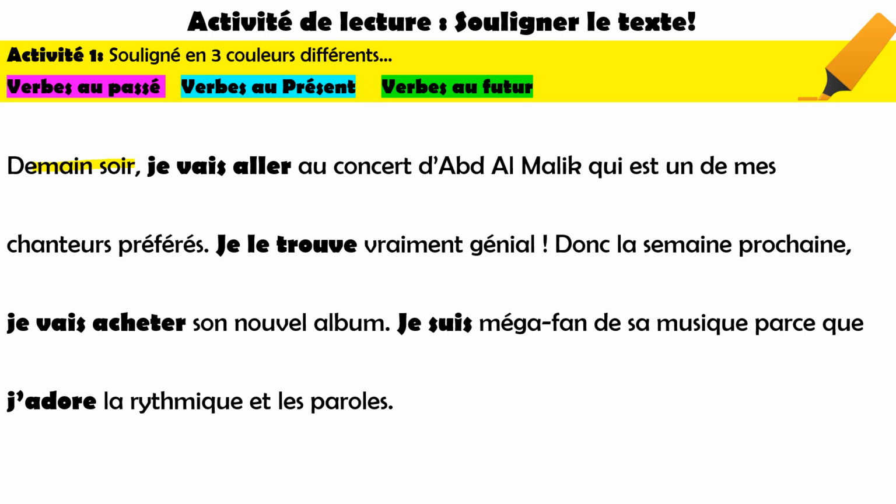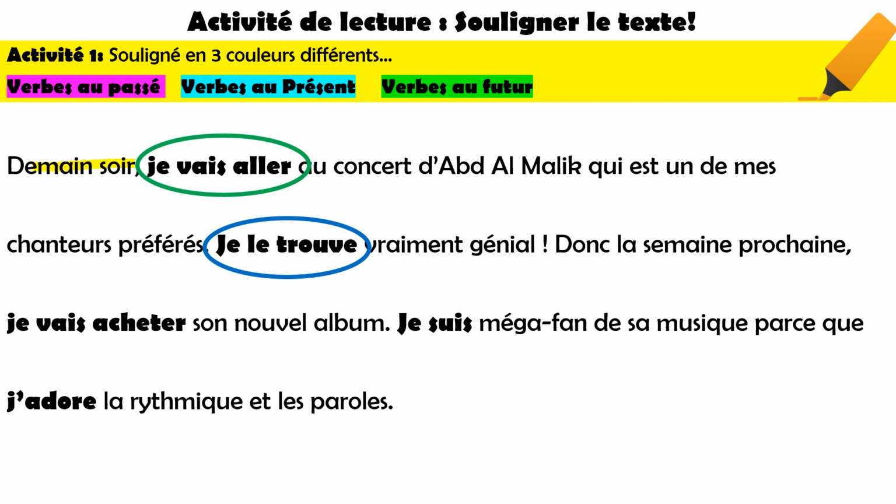Je vais aller. I'm going to go to a concert of Abd al-Malik, who's like a singer of spoken words. Dr. Odebemi likes him. Qui est un de mes chanteurs préférés. Then it goes to je le trouve. What tense is this in? C'est présent. I find him really great.